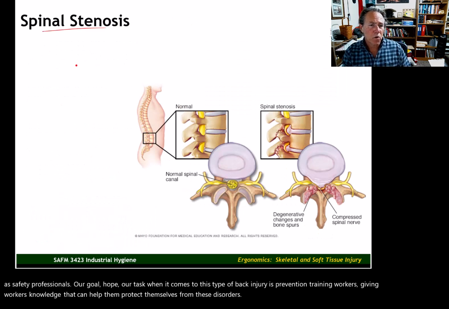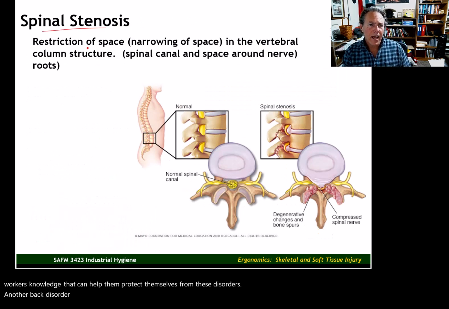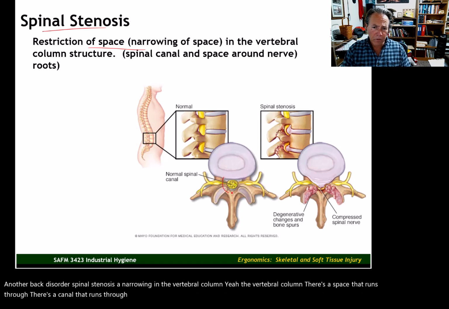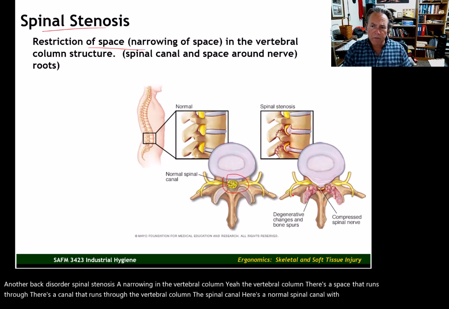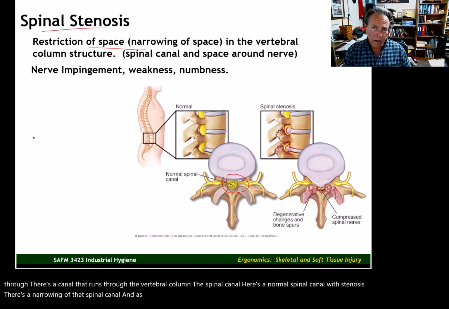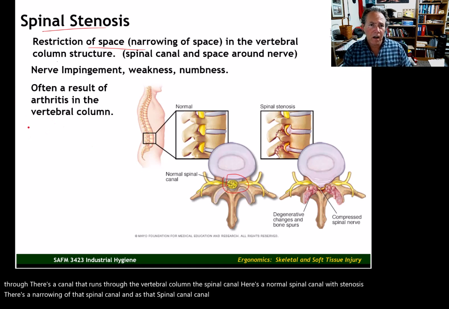Another back disorder, spinal stenosis, a narrowing in the vertebral column. Again, in the vertebral column, there's a space that runs through, a canal that runs through the vertebral column, the spinal canal. Here's a normal spinal canal. With stenosis, there's a narrowing of that spinal canal. And as that spinal canal narrows, again, it can affect the nervous system.